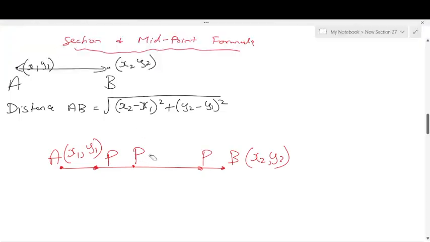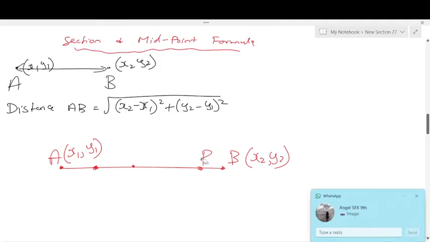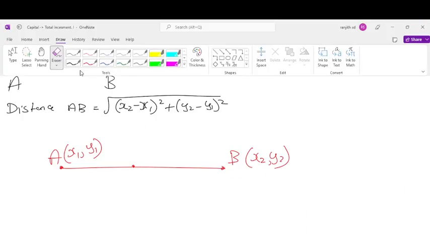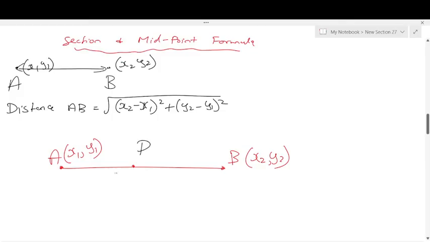If it is exactly in between, we call it midpoint. If not, we just call it section formula. So let me take P here. Now the concept: you take P as x comma y. Next, the distance between A and P, you can take it as m. And what do you take A to B? M is to, what do you take, students? M is to n. Fine.